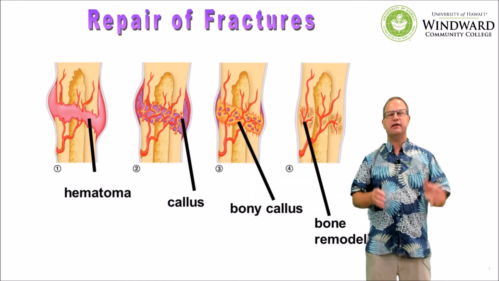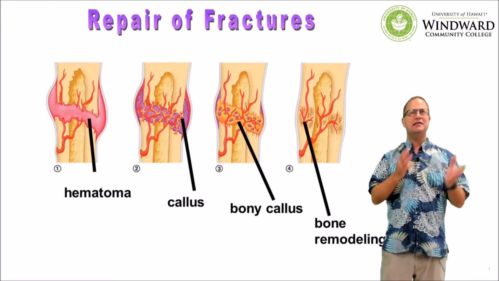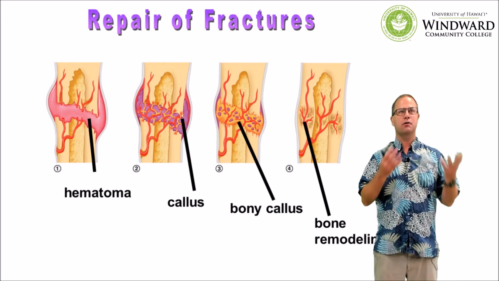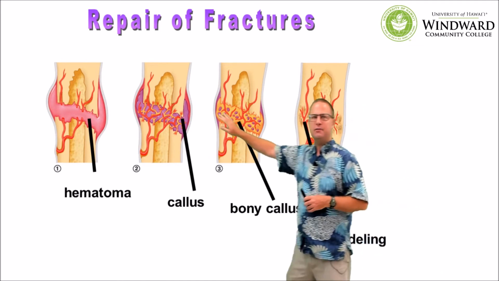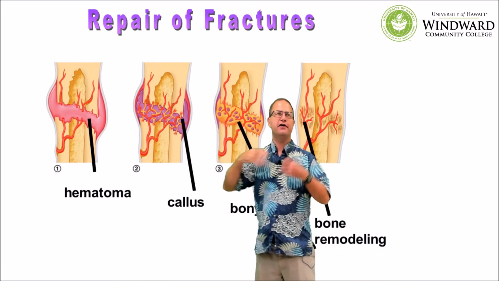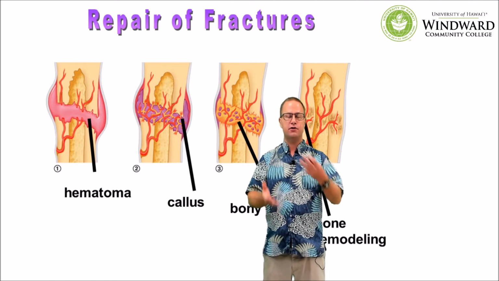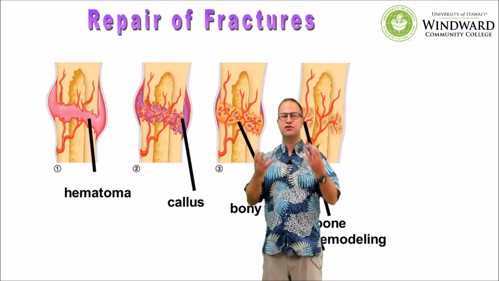Okay, now we're going to talk briefly about fracture repair. Chances are at least a few of you in this class have had a fracture or a break in a bone at some time. Now, the first thing that happens when you break a bone is you get a hematoma. Hematoma is just a lot of blood. Now, bones are very vascular and they have lots of nerves, so when you break a bone, it's painful and it also has a lot of swelling going on.